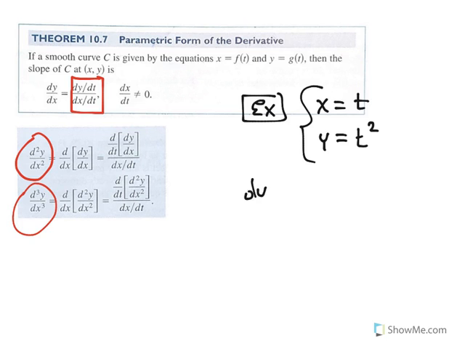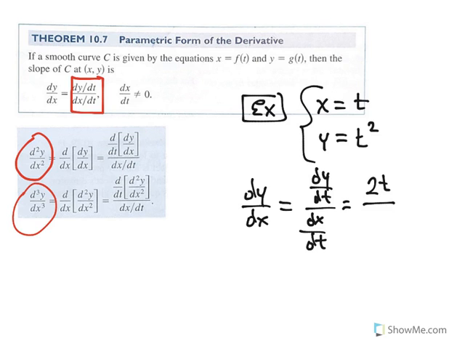So going back to our example, dy dx is equal to dy dt divided by dx dt. So dy dt is 2t and dx dt is 1. So dy dx is 2t. And if you wanted to find the second derivative, here's how you would do it.